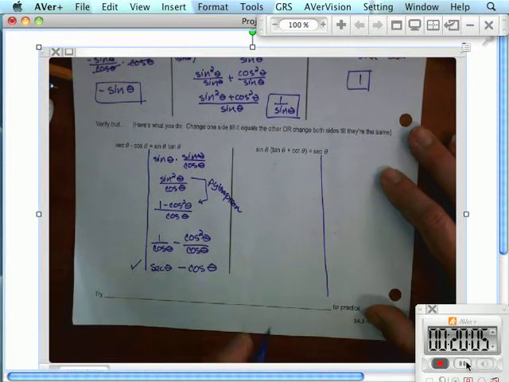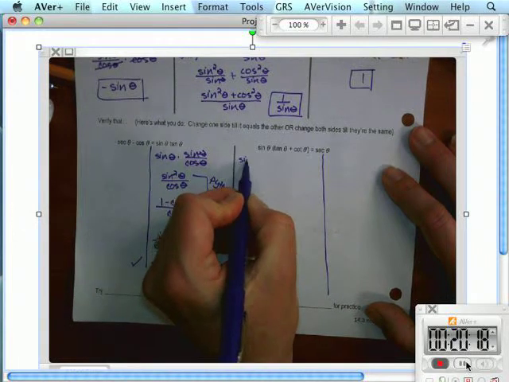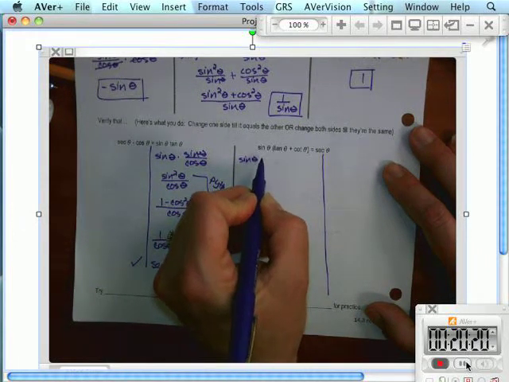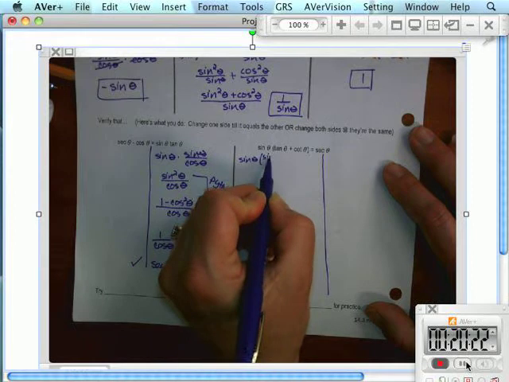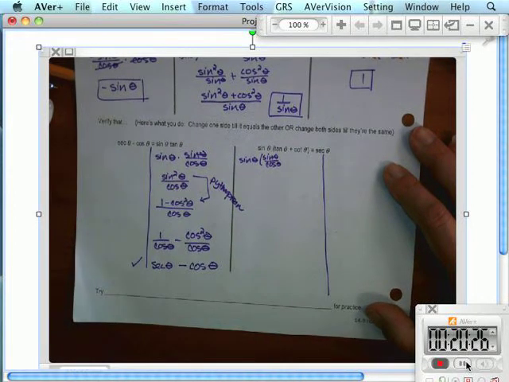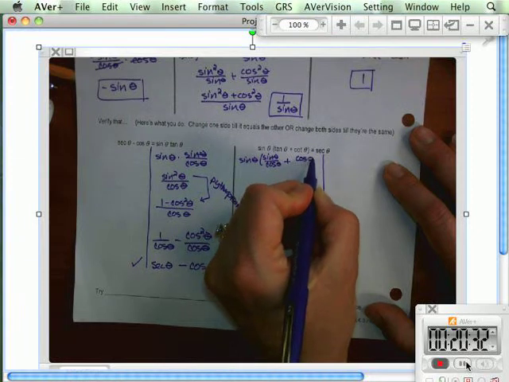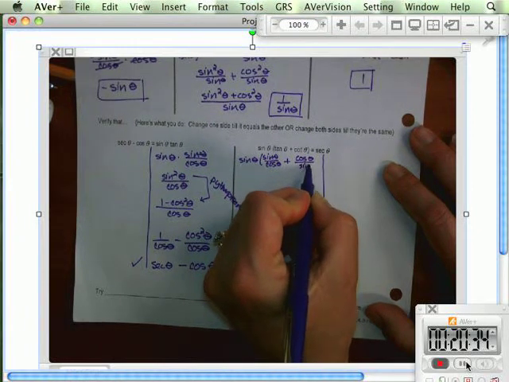First thing I would probably do is rewrite tangent and cotangent. Anytime you see that, that might be a starting point. So don't write too big. Just saying. Tangent is the same as sine of theta over cosine of theta. Cotangent is the flip of that. Okay?